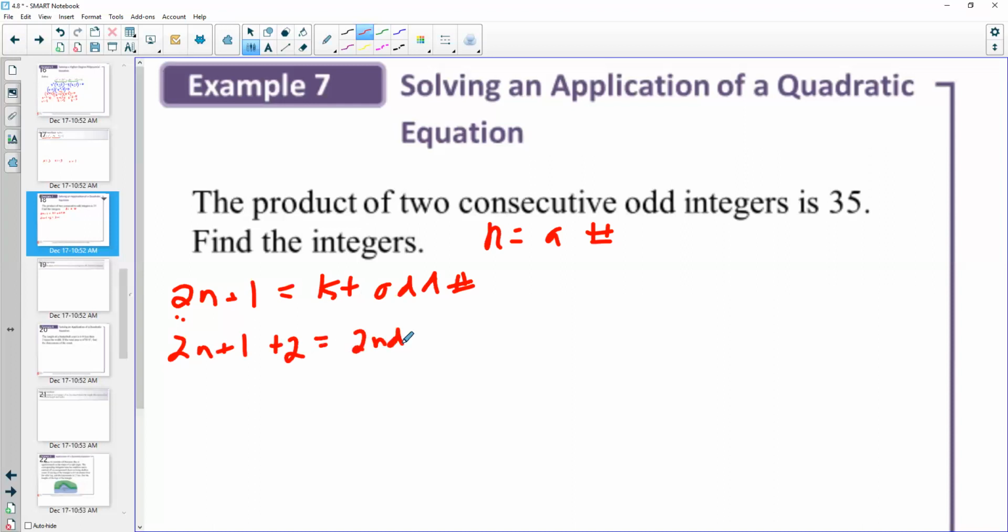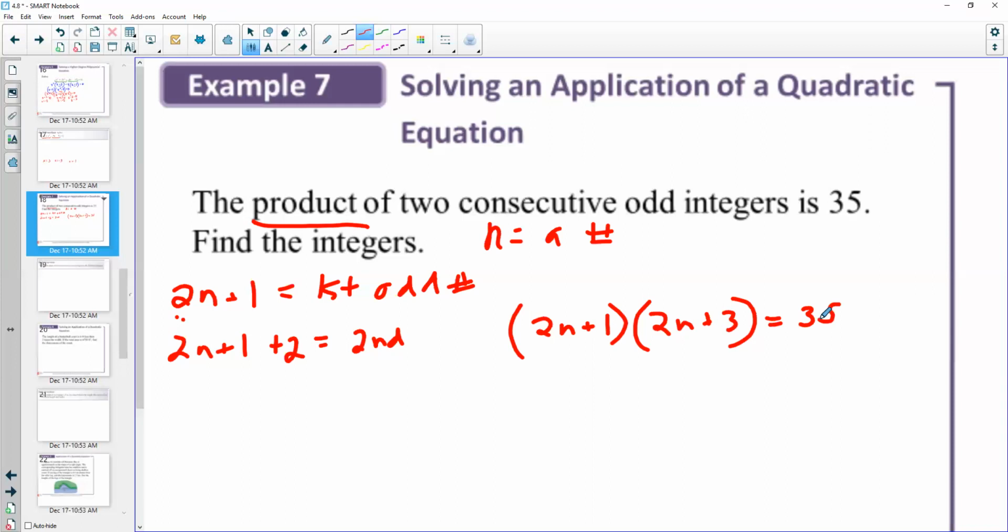So now it says the product of 2 consecutive odd numbers is 35. Well, let's see. Product, it would be 2n plus 1 and 2n plus 3. Product is 35. Okay? Do you see where all that comes from? If you don't, rewind. That's the joy of video. So now what do I do?